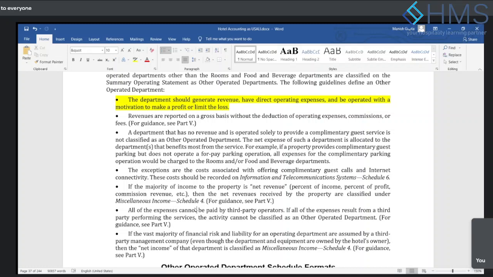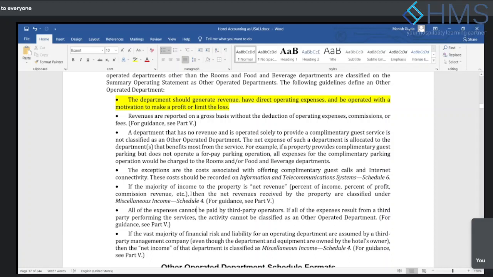Okay. We don't have a separate P&L. And what about the outsourced department? We are on a revenue sharing basis. So the net revenue is booked in miscellaneous income. Okay. Yeah, so that's exactly in compliance with the usual directions.